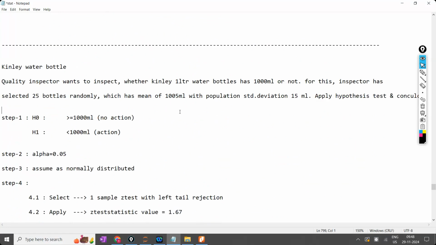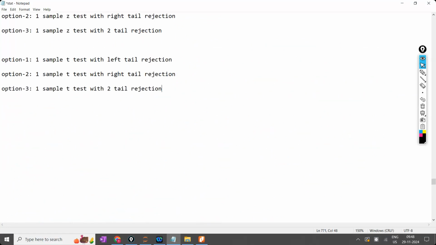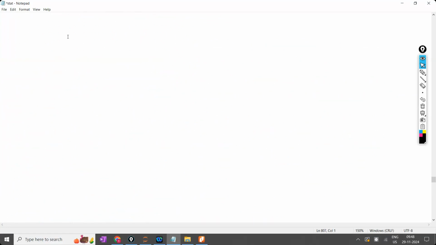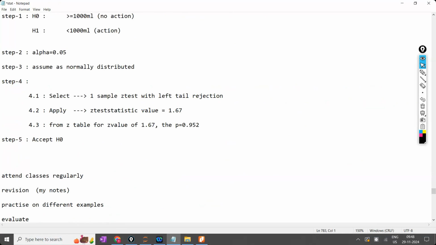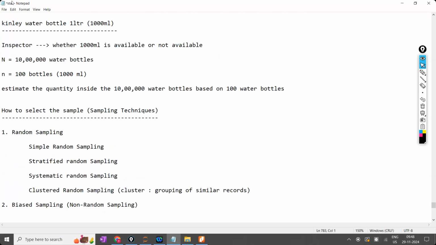So just now we have seen the Kinley water bottle. We have the Kinley water bottle company, and just now I have taken a note of that, just in front of you. The inspector wants to check whether 1000 ml is available or not inside the bottle. Within the bottle, whether 1000 ml is available or not. This is the question now.